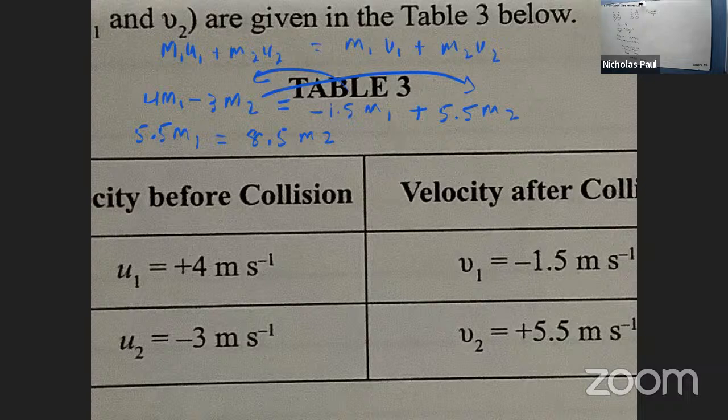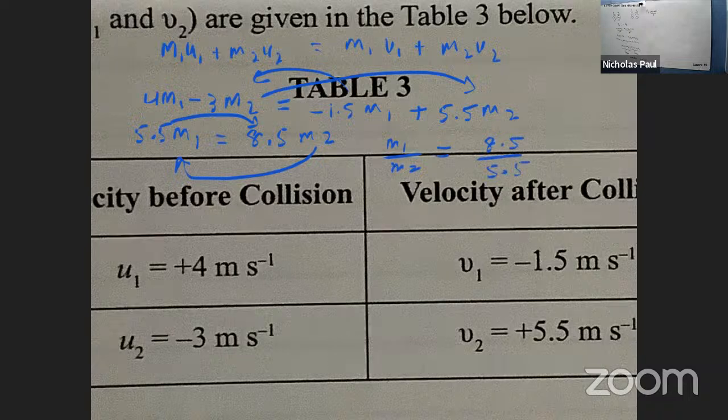Okay, right? And then they want the ratio of M1 and M2. So I'm moving the M2 across and I'm moving the value across. So I'm moving the M2 here and I'm moving the 5.5 on that side. So I'm kind of squeezing in the answer here. M1 on M2 is equal to 8.5 over 5.5.